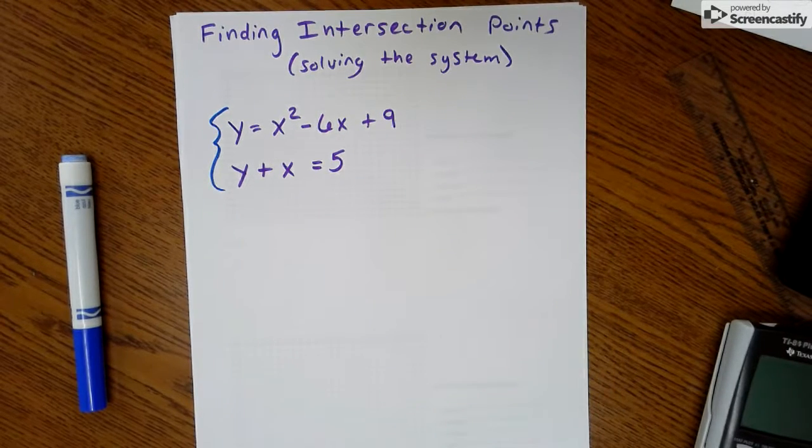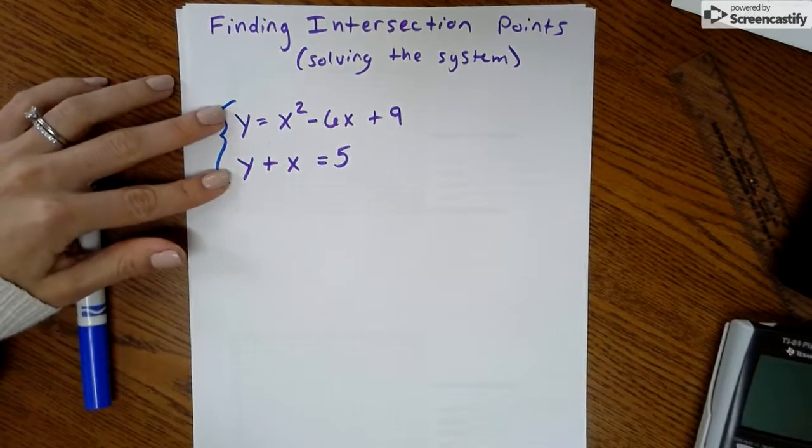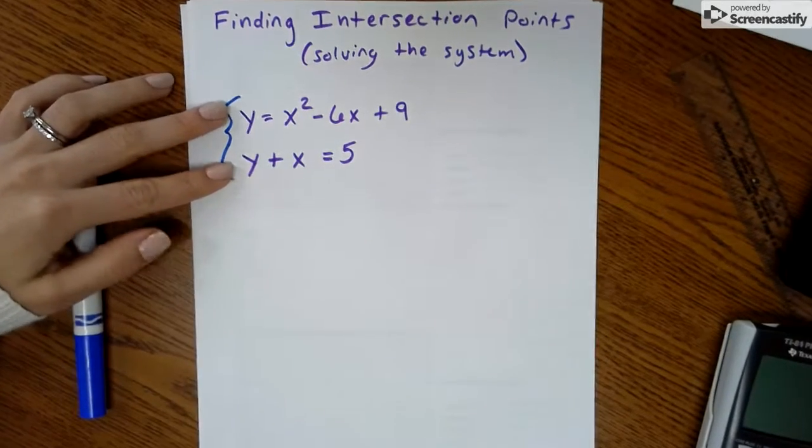All right, so this video is going to be about finding intersection points, which is also called solving a system. So basically what we're finding here is, if we were to graph both of these, we just want to find the points at which they intersect.